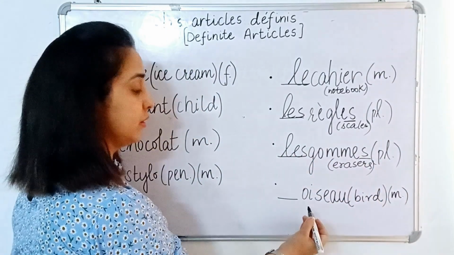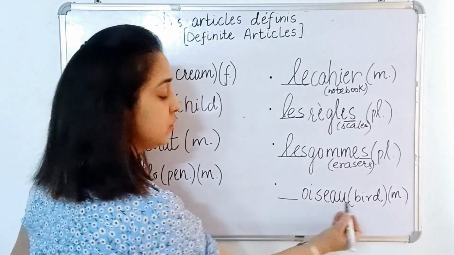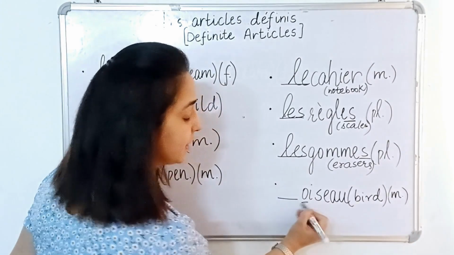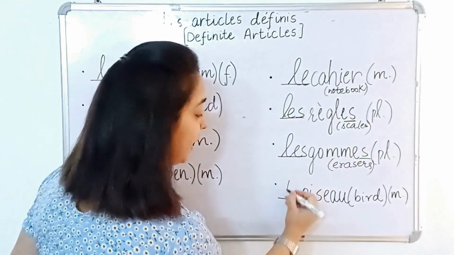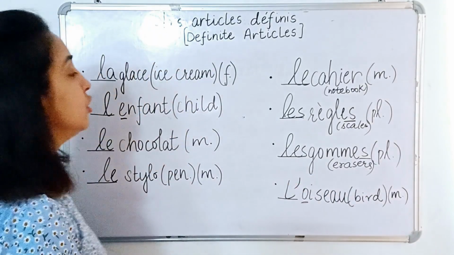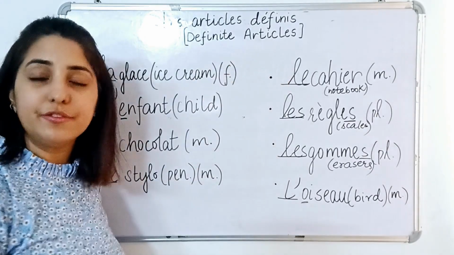Then we have bird. Oiseau means bird, that is masculine, but it is starting with a vowel. We will use l'apostrophe: l'oiseau. So these are a few examples of definite articles in French.